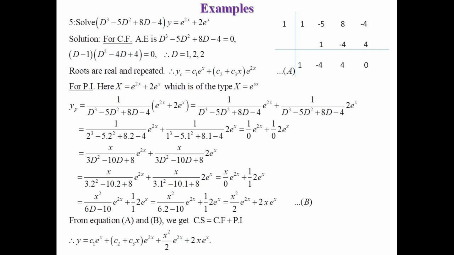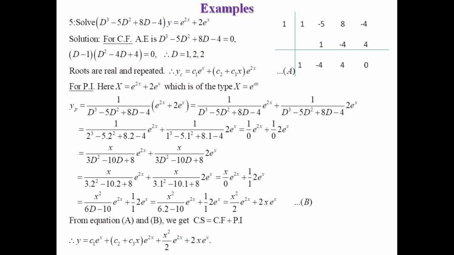Now let's find the value of the particular integral. So here the right hand side is e^(2x) plus 2 times e^x. If we observe this equation carefully, the right hand side is in our standard form of type number 1, X is equal to e^(ax). In the first term the value of a is 2, whereas the value of a is 1 in the second term. So the particular integral is equal to 1 upon f(D).